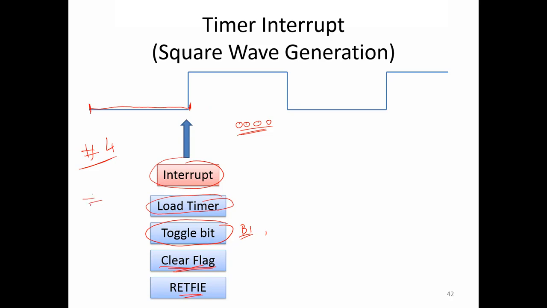For part number 5, same thing. We have to toggle the bit B7, clear the flag Timer 1 IF, load the timer with its initial value, and retfie.